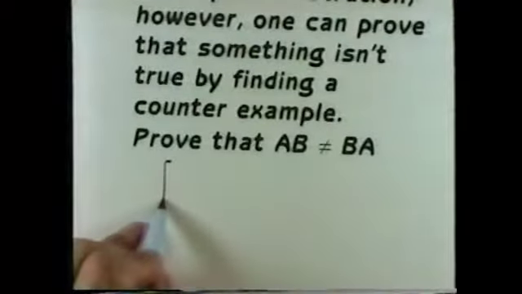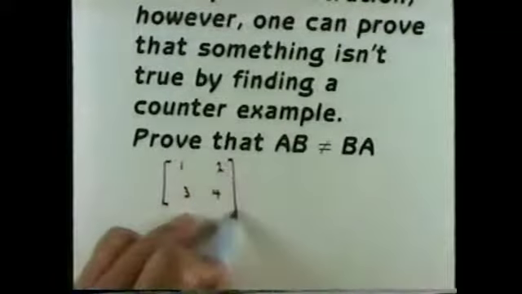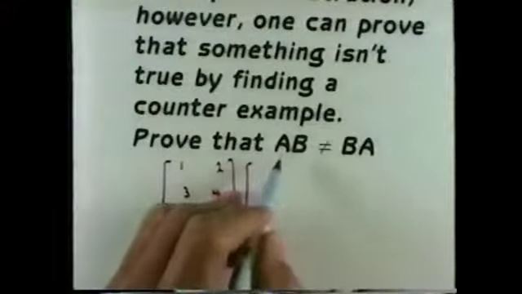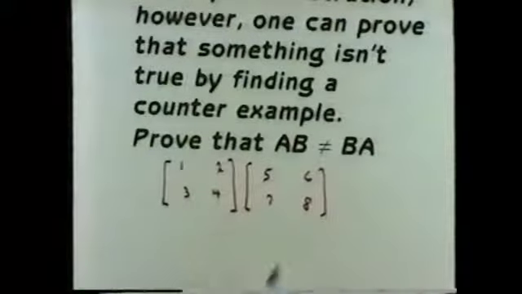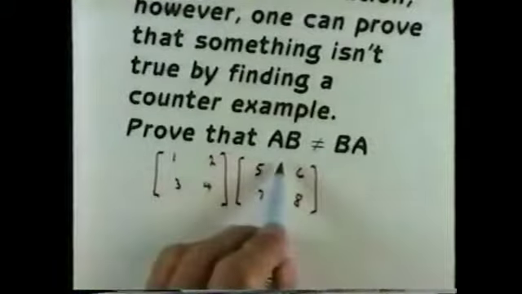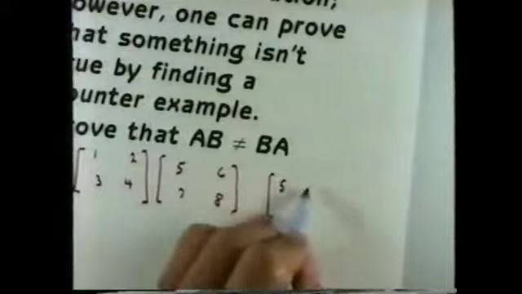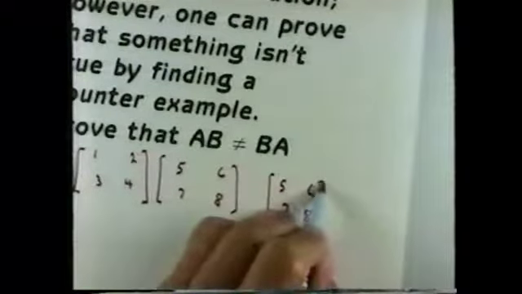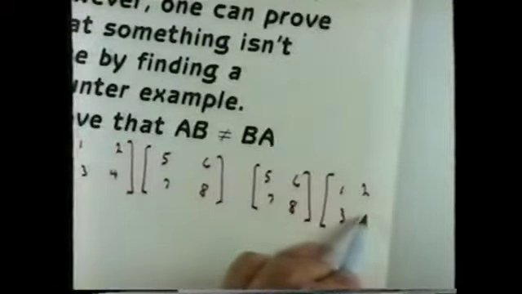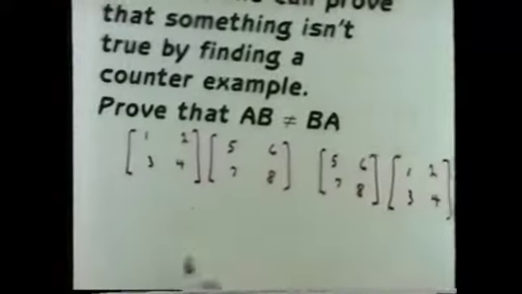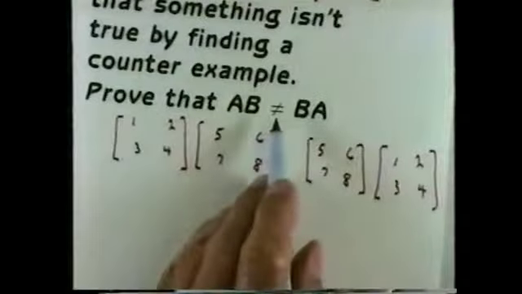Let's let A be the matrix 1, 2, 3, 4. And let's let B be the matrix 5, 6, 7, 8. Well, let's multiply A times B, and then we're going to multiply B times A. 5, 6, 7, 8 times 1, 2, 3, 4. So I'm going to multiply A times B, then I'm going to multiply B times A. And my goal is to show that they're not the same.